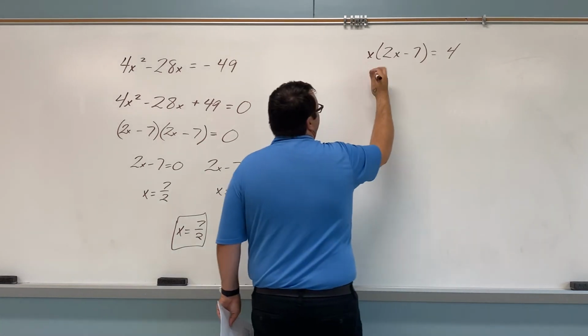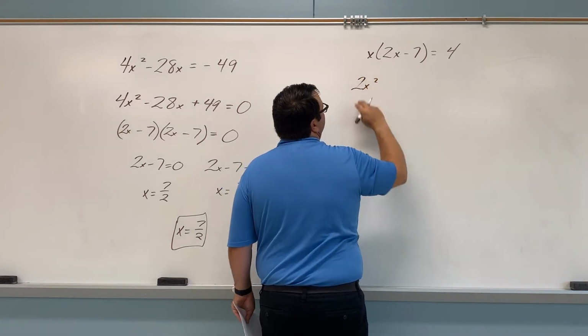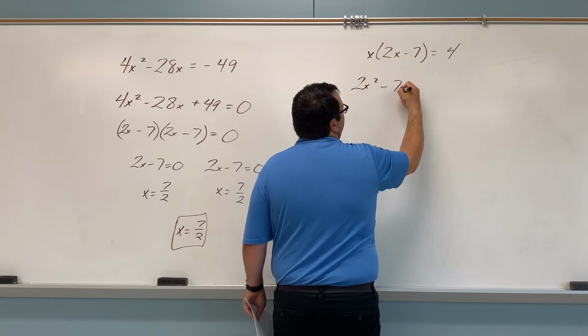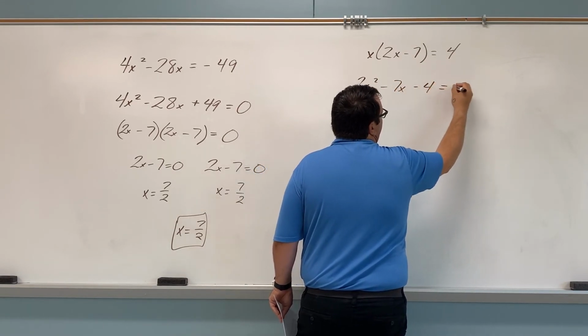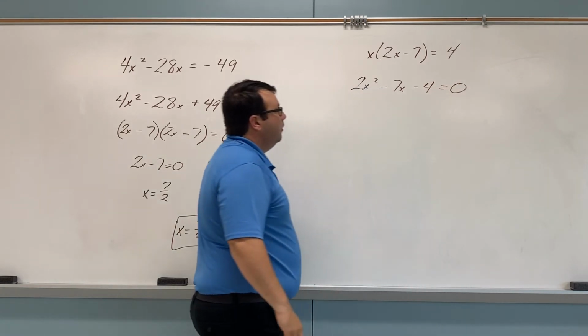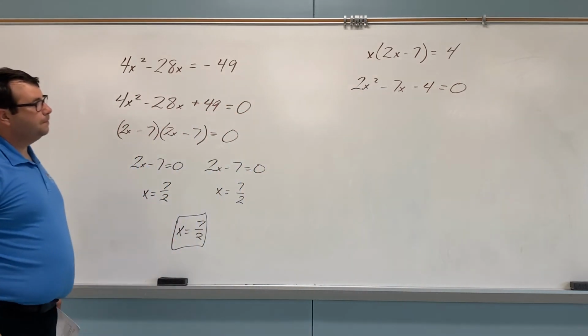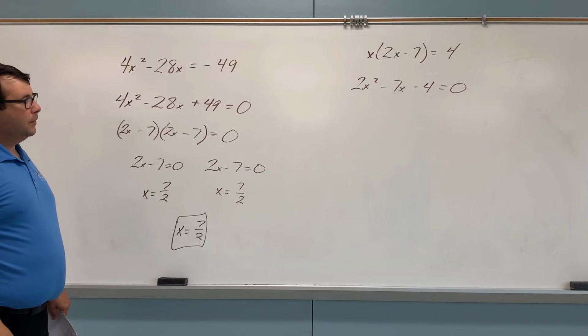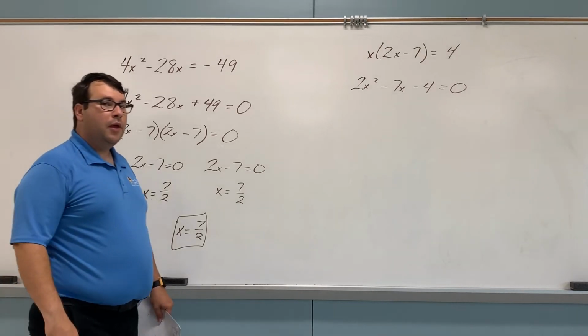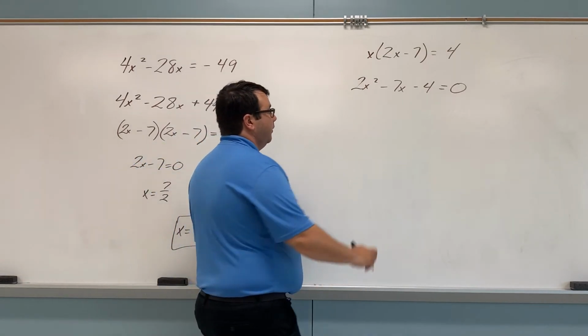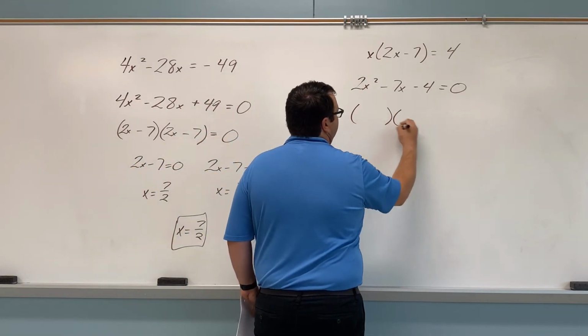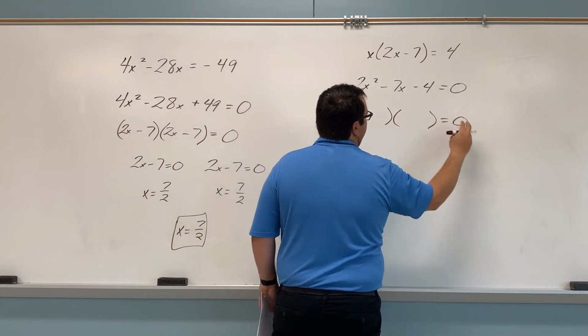So this gives me 2x squared minus 7x. I'm going to move this 4, so that's minus 4, and I am now equal to 0. Excellent. Now, at this point, we need to do a little factoring. So let's go ahead and do that. Still equal to 0.